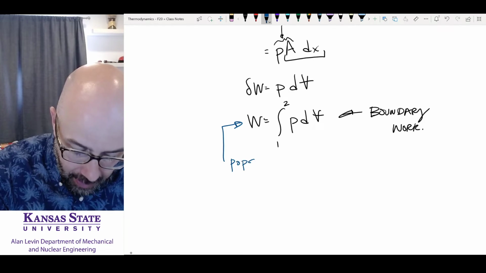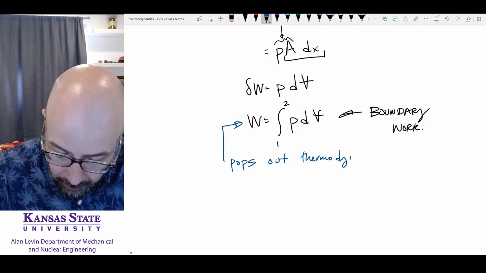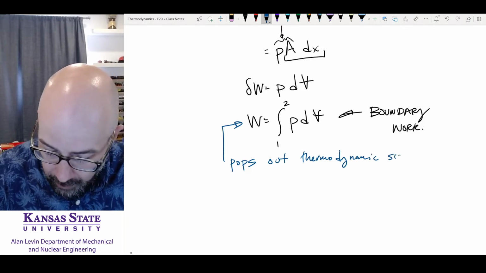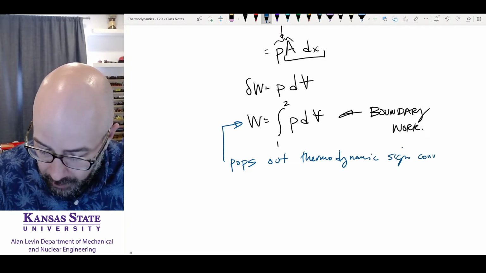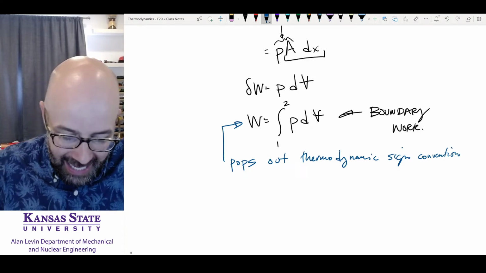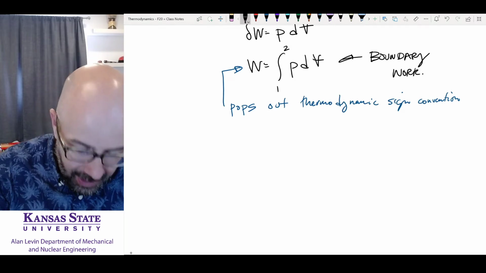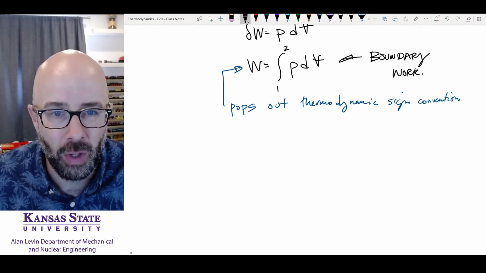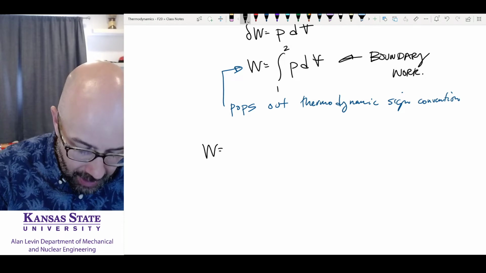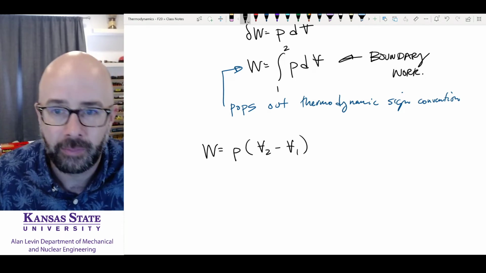Now the thing you need to know about this equation is that it pops out the thermodynamic sign convention. Let's look at that. What is it going to show us? Well, work. Let's consider constant pressure work. Pressure is going to come out of the integral. We're going to have V2 minus V1.